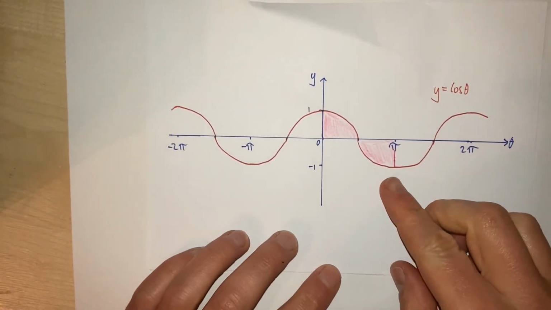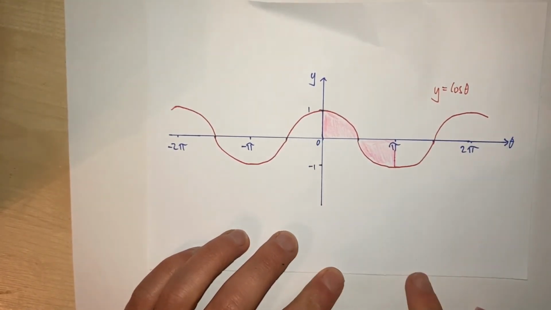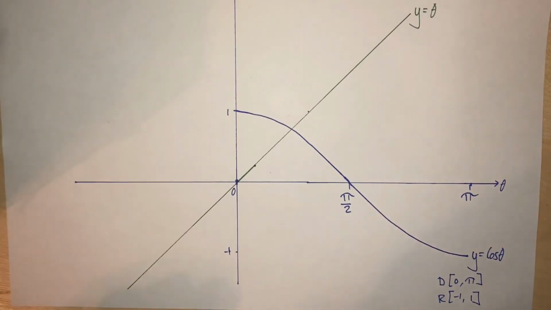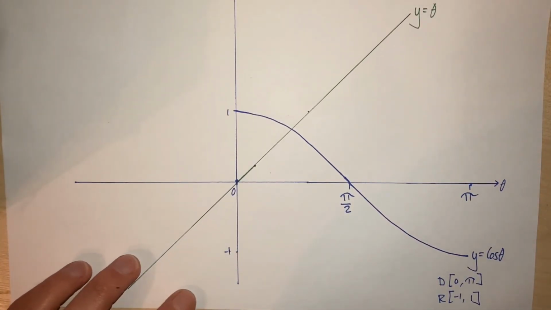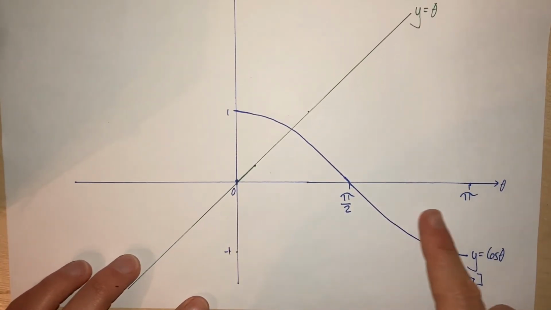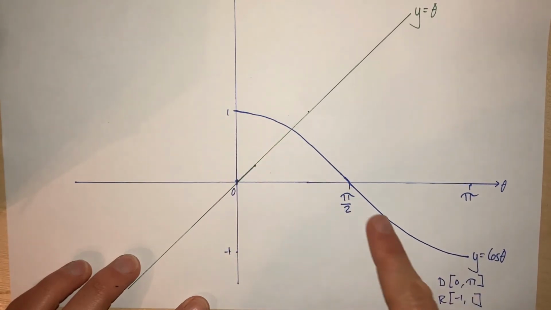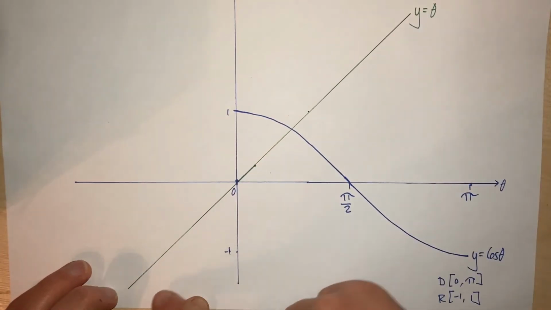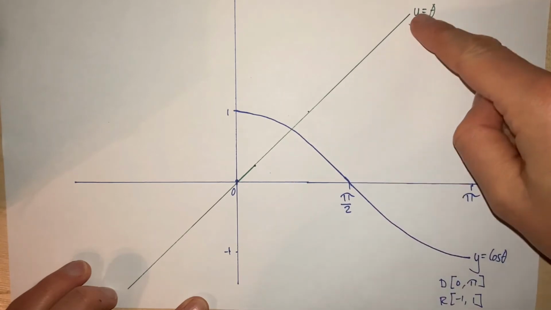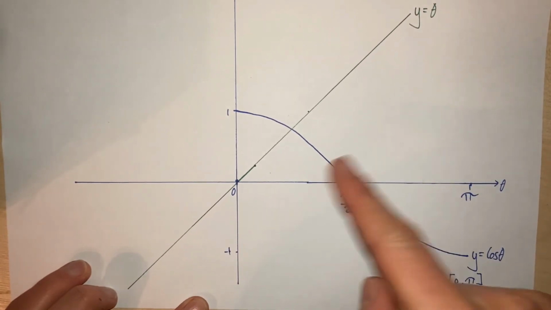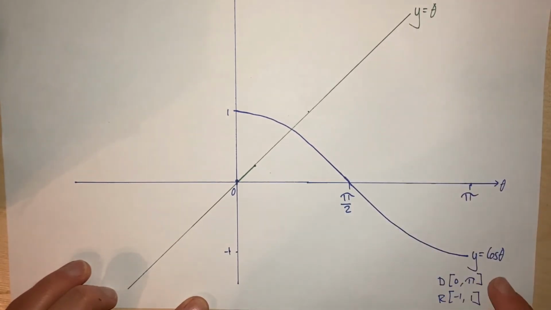So I'm just going to zoom in on this section of the graph here. Here we have the graph of y equals cos theta for the interval 0 to pi. So it's just that section of the graph. I've also drawn on the line y equals theta. So this graph will be reflected in that line to give us the inverse of cos theta. Let's get the tracing paper and work out what it looks like.